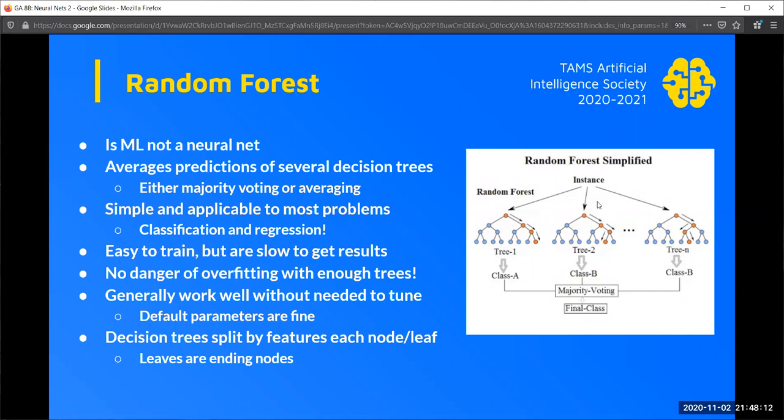It's so useful. So really, it averages predictions of decision trees. So several trees make a forest.